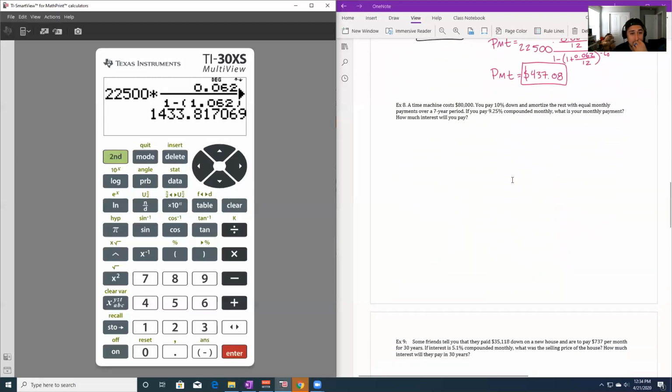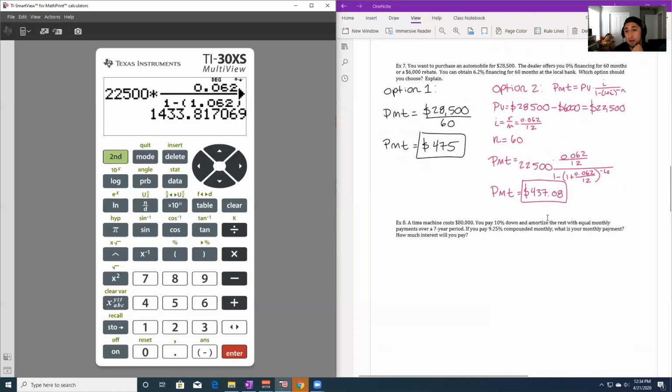All right. Example 8. A time machine costs $80,000, coming soon in the near future, right? You pay 10% down and amortize the rest with equal monthly payments over a 7-year period. If you pay 9.25% compounded monthly, what is your monthly payment? How much interest will you pay?